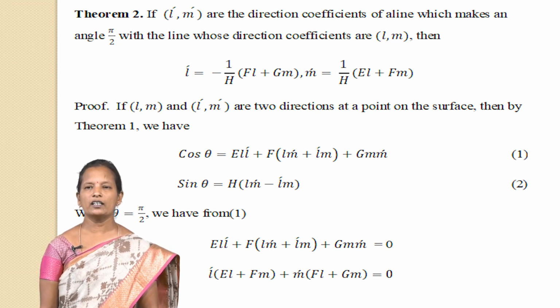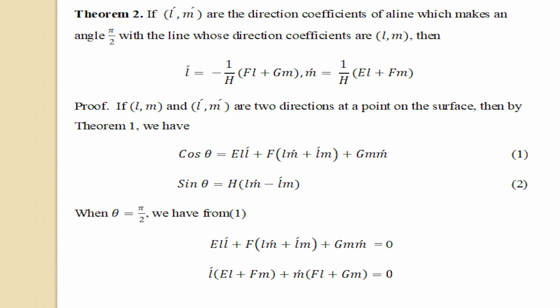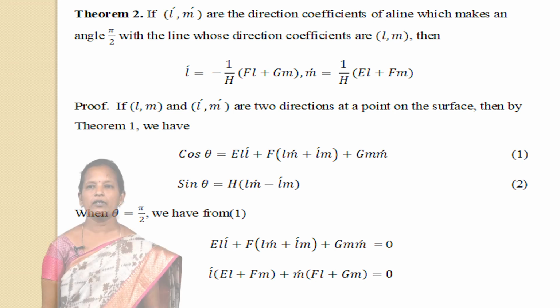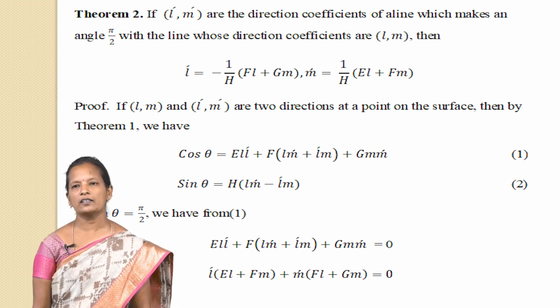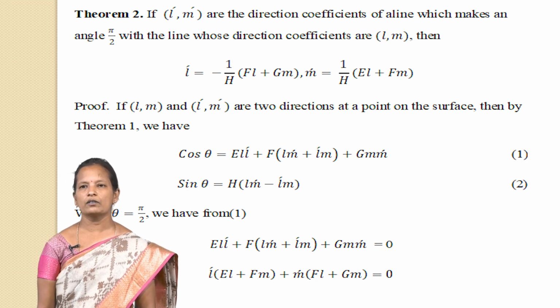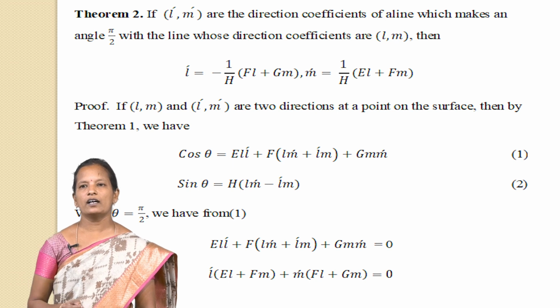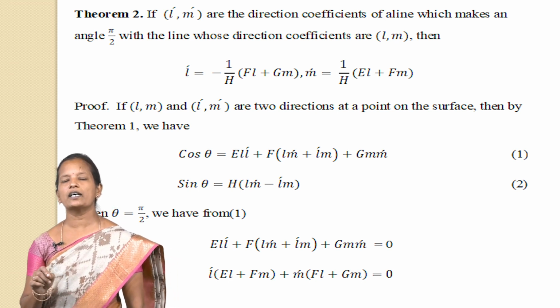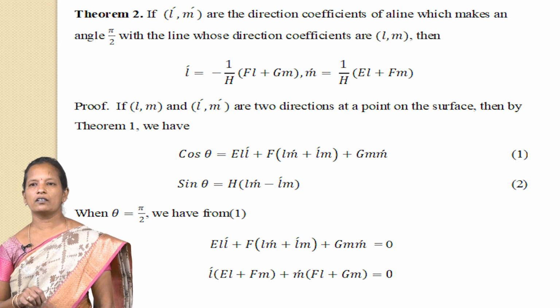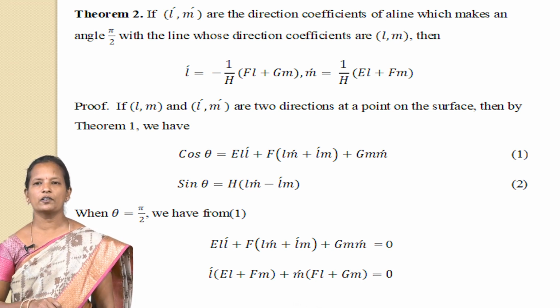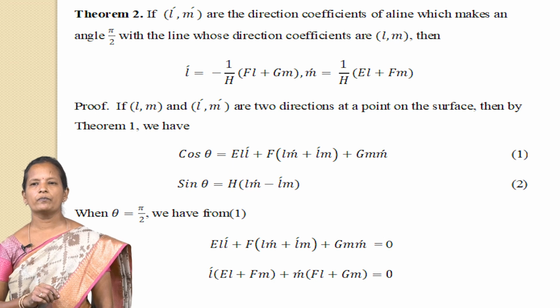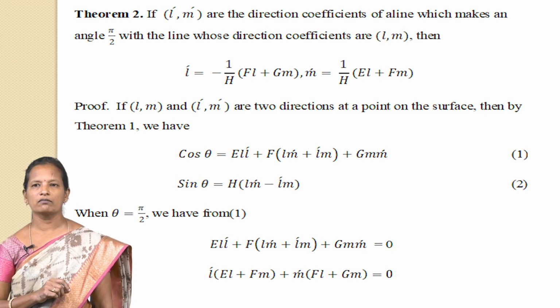If L comma M and L dash comma M dash are the two directions at a point on the surface, then by the previous theorem, that is theorem number 1, what's the value of cos theta? We just discussed it, isn't it? So cos theta is equal to E L L dash plus F into L m dash plus L dash m plus G m m dash, and sin theta is equal to H into L m dash minus L dash m. These are equations 1 and 2. When theta is equal to pi by 2, we have from equation 1, cos pi by 2.